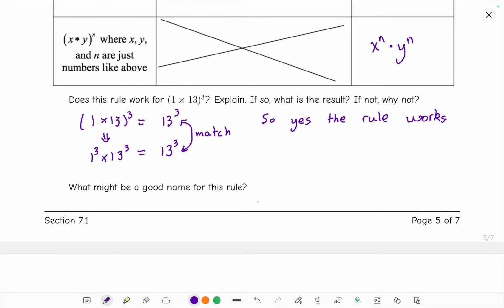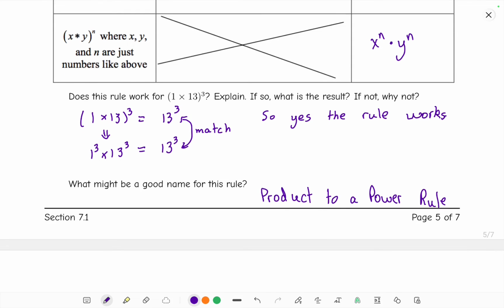A good name for this rule is the product to a power rule. Can't just call it the product rule because we already used it, but it's product to a power. So in other words, the product is inside parentheses.